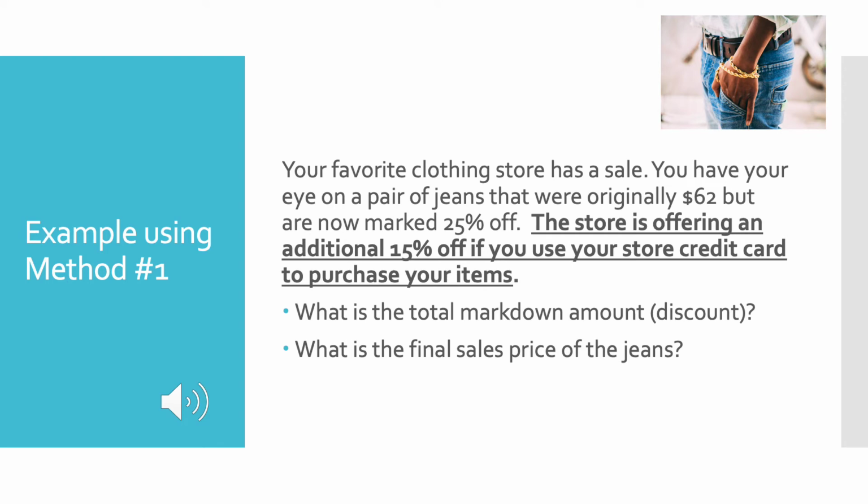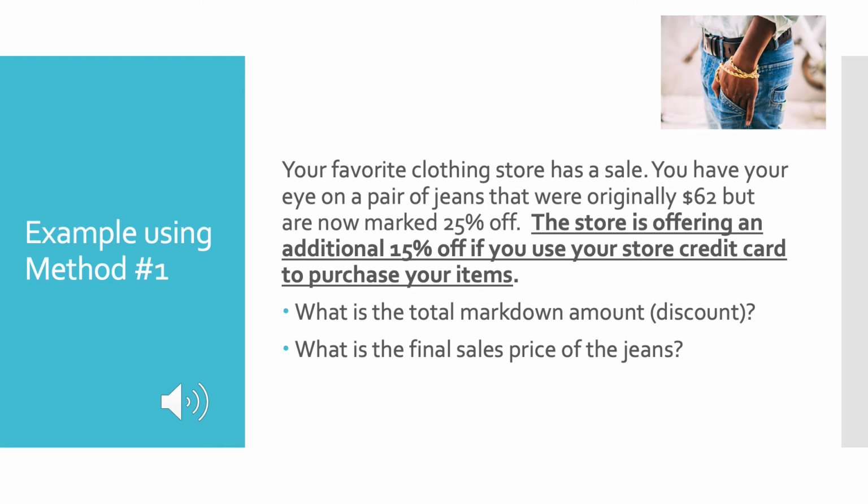Let's look at an example using the first method. We're going to go back to our clothing store sale, where you're looking at a pair of jeans that were originally $62 but are marked 25% off. We're going to change things up a bit because now the store is offering an additional 15% off if you use your store credit card to purchase your items. So now we want to know, what is our total markdown amount? What's our discounted amount? Remember, we've got a 25% off and now an additional 15% off. And then finally, we'll ask, what is the final sales price of the jeans?